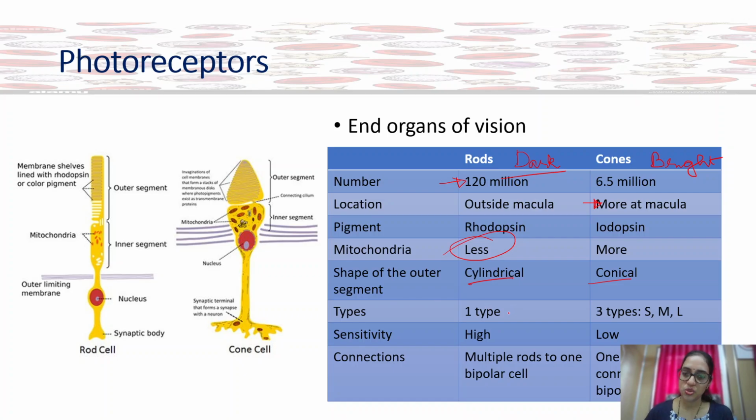There is only one type of rod, but there are three types of cones called the S cone, M cone, and the L cone. S is for small, that's for small wavelength, and it represents blue. M represents green, and L is for large, which represents red. So each is for a primary color.